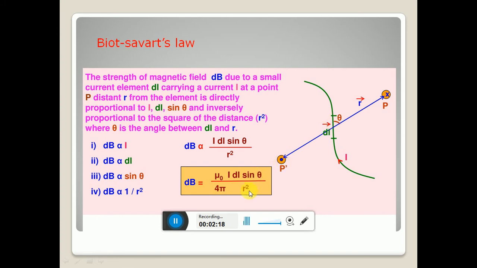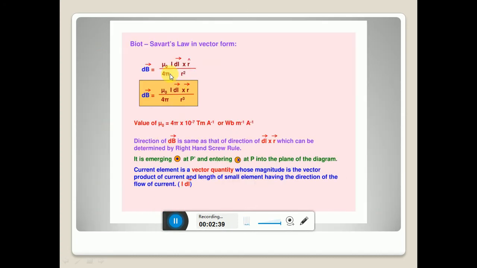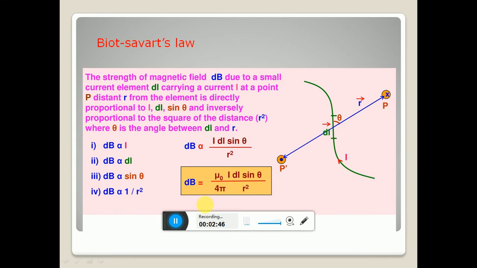Now multiply and divide this equation with the radius vector in numerator and denominator as well. The radius vector is the distance from this dl to the point P, so it always points away from this dl. If we multiply and divide this equation with r, then we get mu naught I dl sin theta r by r cube.